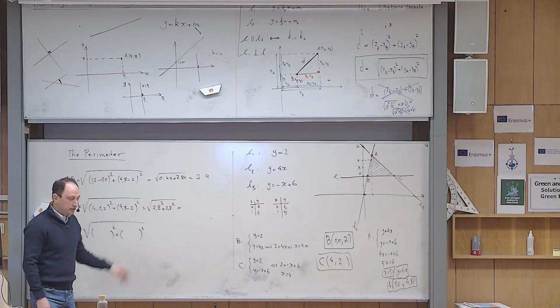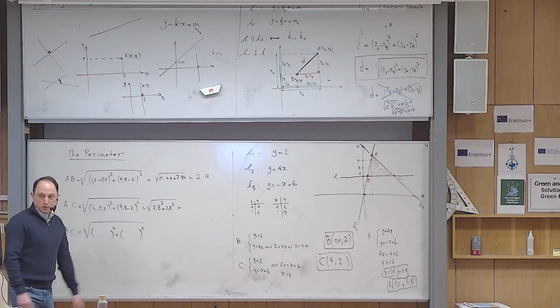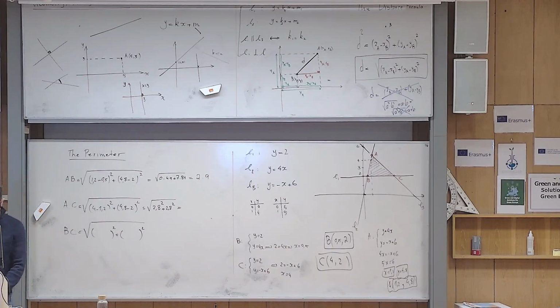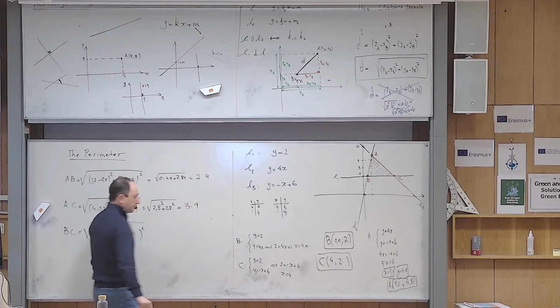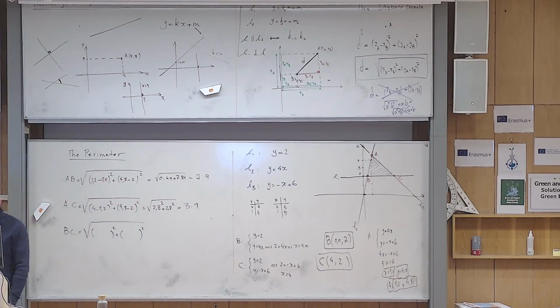Yes, the same story. The numbers are important here. So let me just now put the number in my calculator. This is the square root of 2.8 to the power of 2, so it is 3.9.